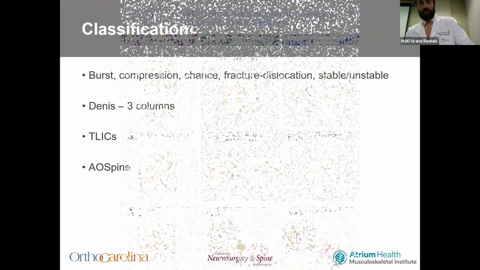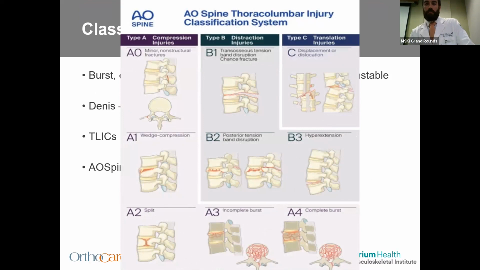And then the next system came about in 2013. This is the other one that's commonly seen in the literature. This is the AO Spine classification system. The good thing about this is it does have good inter- and intra-rater reliability. It's a lot easier to specifically label a fracture with this system than the other 2. But it doesn't have the same management guidelines that the TLICS has.